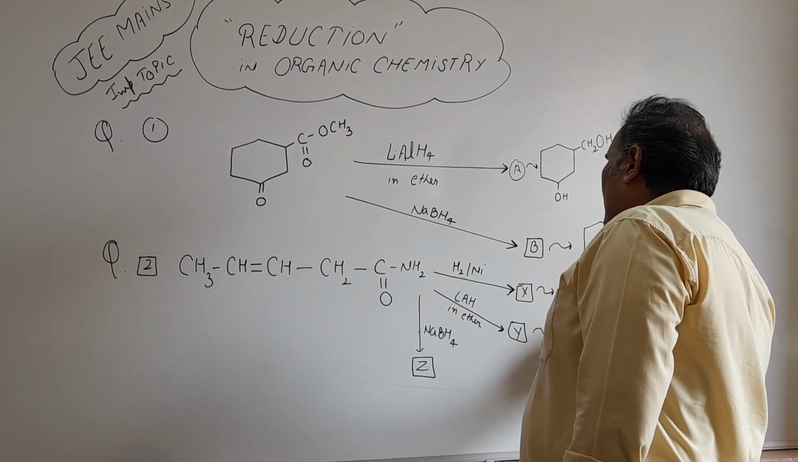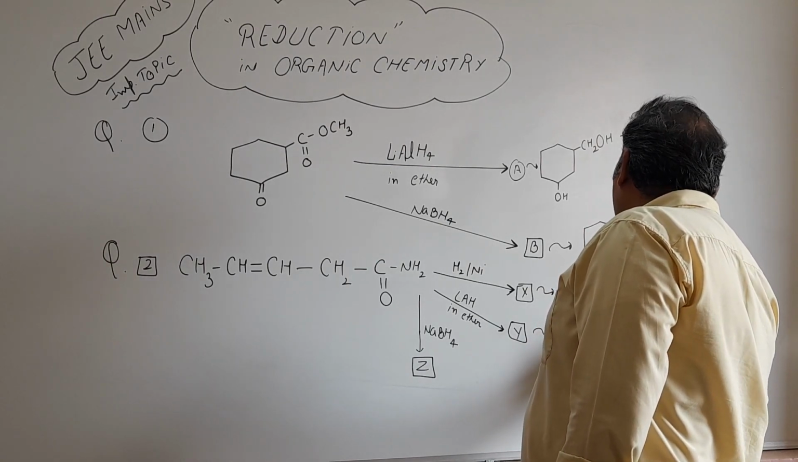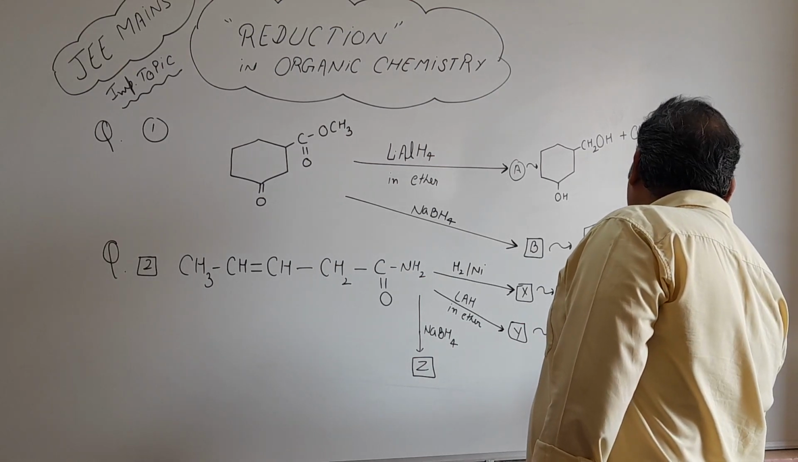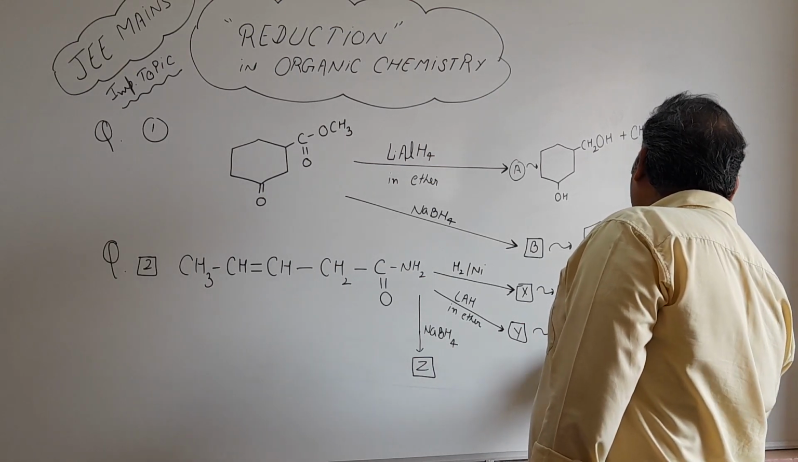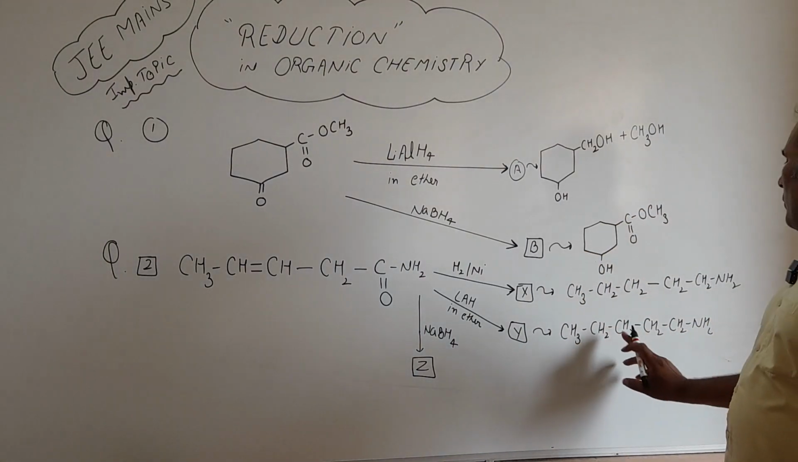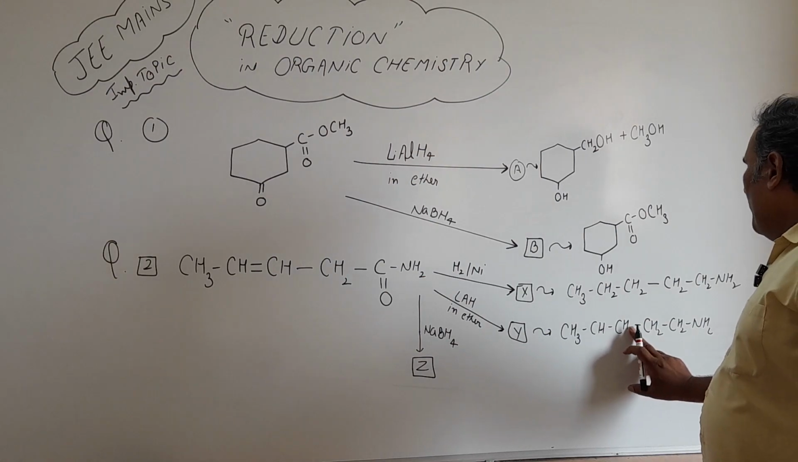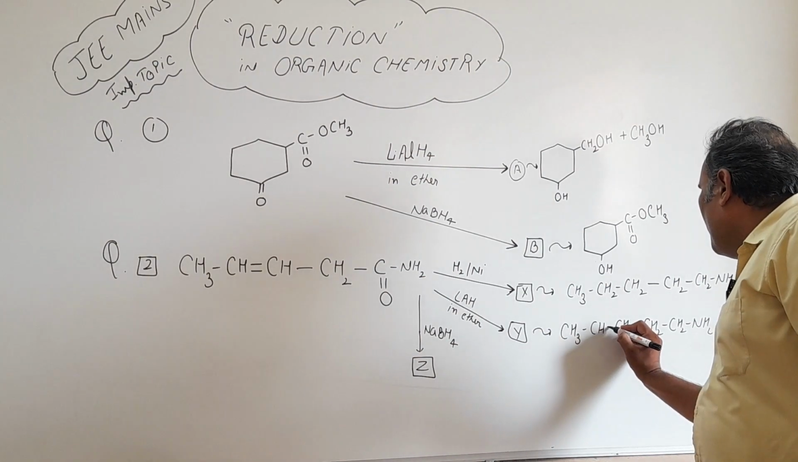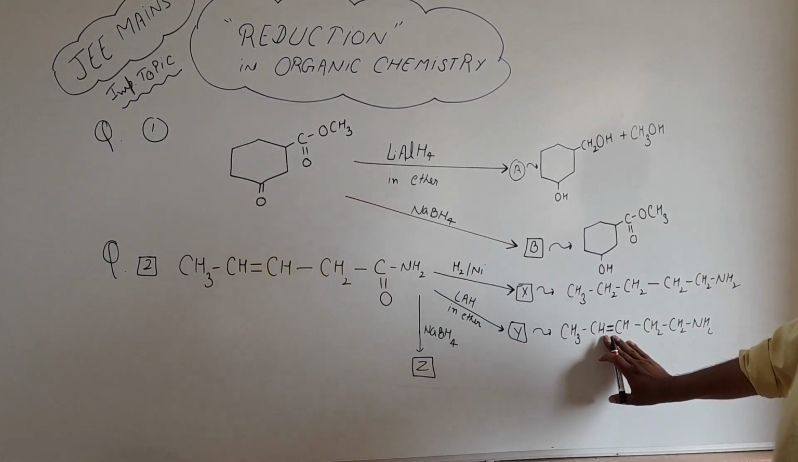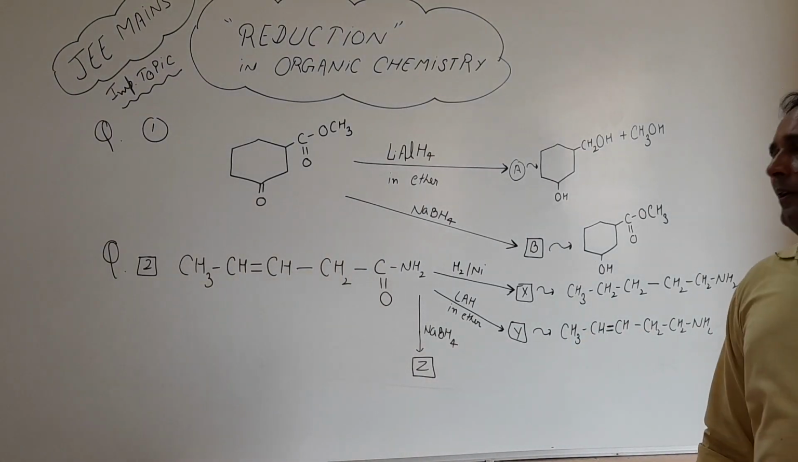CH3, CH2, CH2, CH2, CH2, NH2. 1, 2, 3, 4, 5. The number of carbons will be the same. Sorry, the double bond: it will not affect the double bond. So the double bond will remain intact in Y.